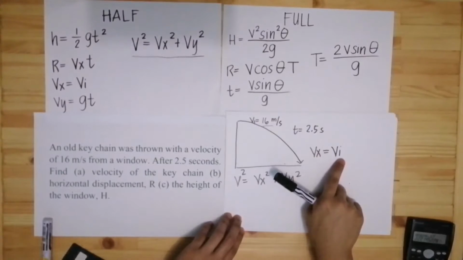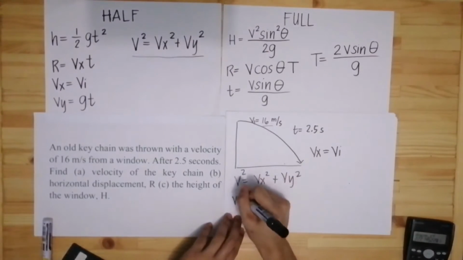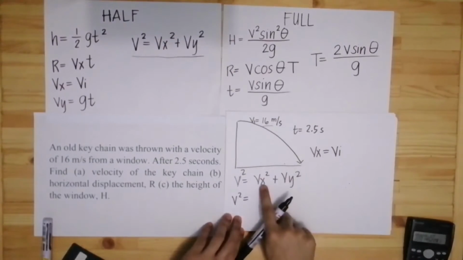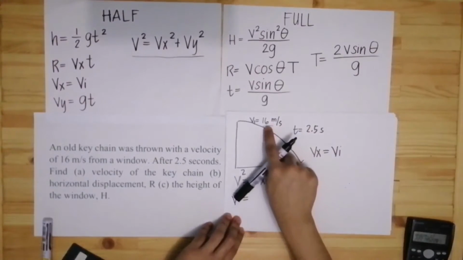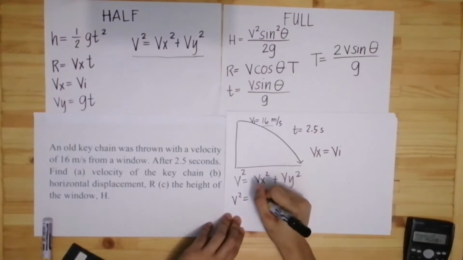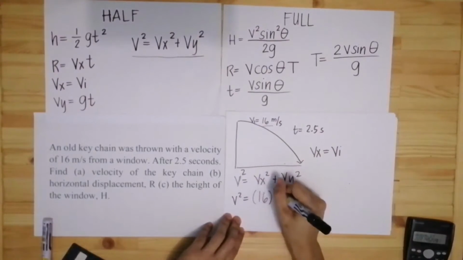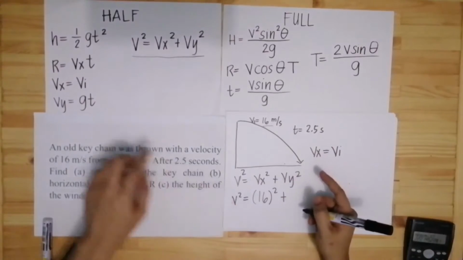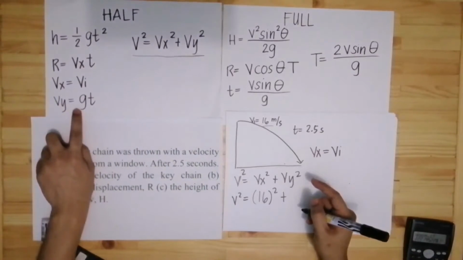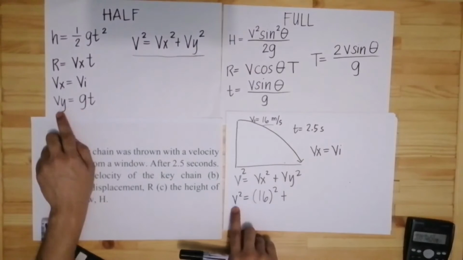Okay? So, may magagamit na tayong isa. V squared is equal to, ito yung Vx natin. Ang Vx ay 16. Pero squared natin yan. Okay, plus, yung Vy natin, wala. So, gamit tayo ng formula ng Vy, kailangan natin yan para makuha yung velocity na hinahanap.